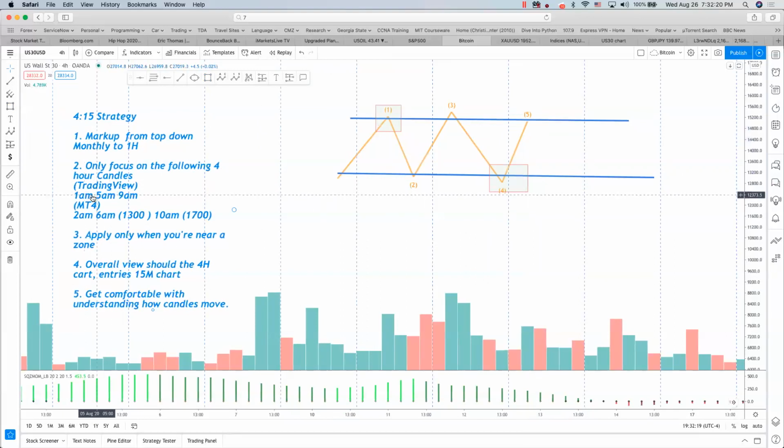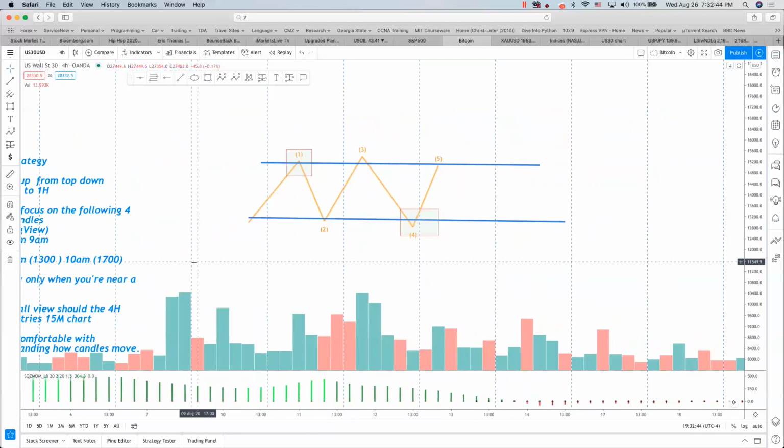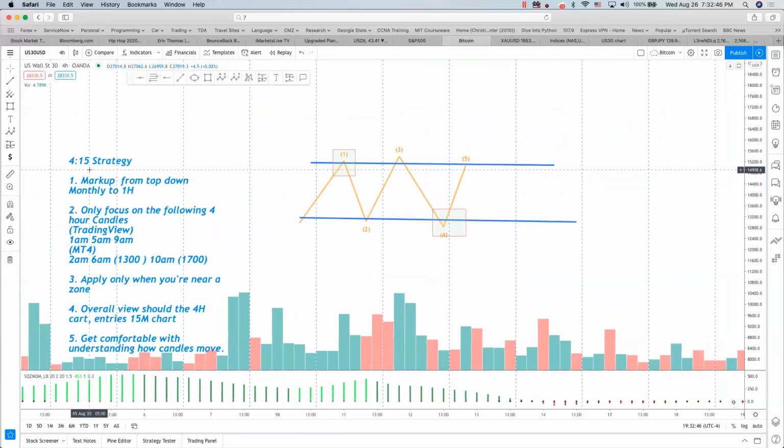If these first 2 candles, the 1 a.m. and the 5 a.m. or the 2 a.m. and the 6 a.m. on MetaTrader have shown you distinct movement, you can typically use this 9 a.m. or this 10 a.m. candle to get into your trades, right? Or you can use the 5 a.m. or the 6 a.m. candle to get in your trades, because those candles will give you a distinct notion as to what the market is about to do by just watching the 4-hour candles, right?